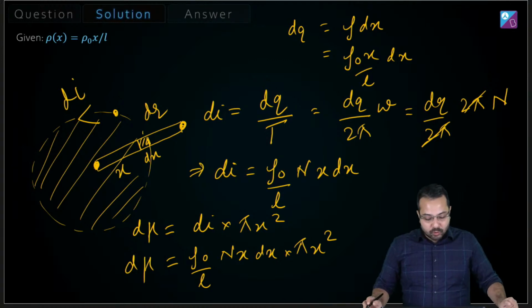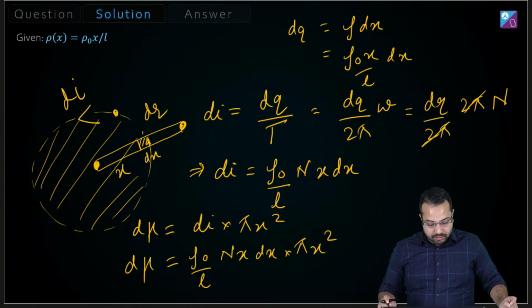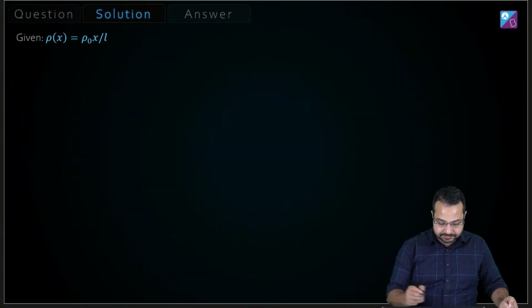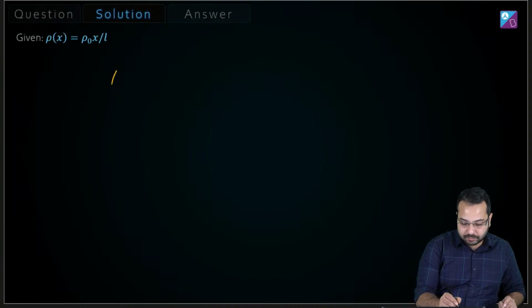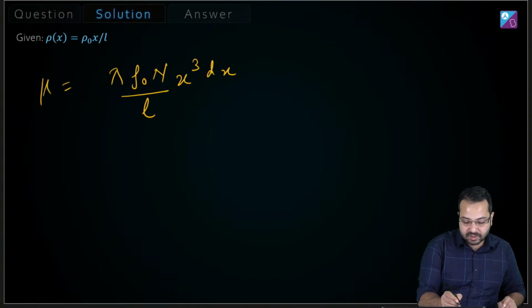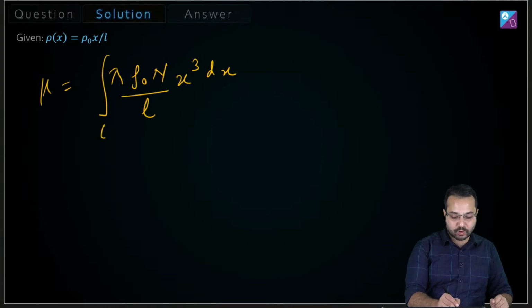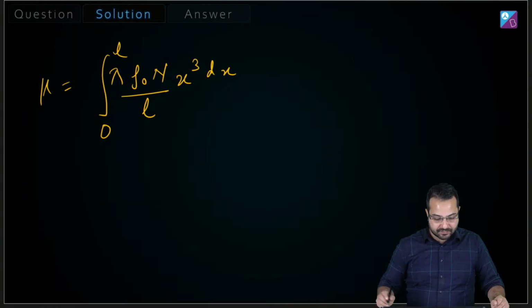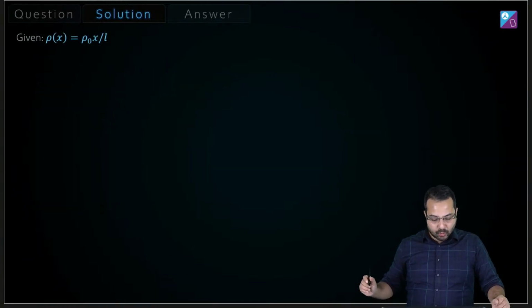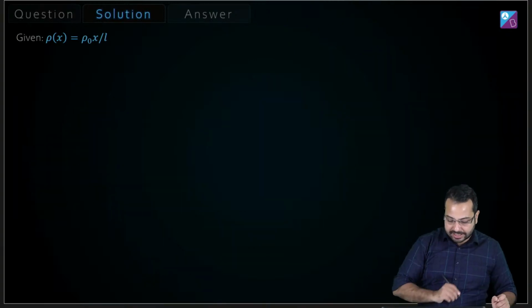So let us rearrange these terms and finally integrate. So this becomes pi rho naught n upon L, and then we have x cube dx, and mu is going to be the integral of this. Clear? Okay, so this is going to go from 0 to L. Alright, let me check if I have done this correctly, otherwise I don't want any error. So rho naught n upon L and pi, and then x cube dx.